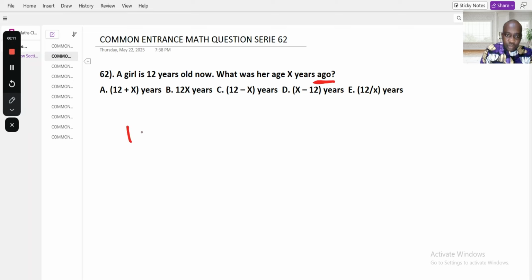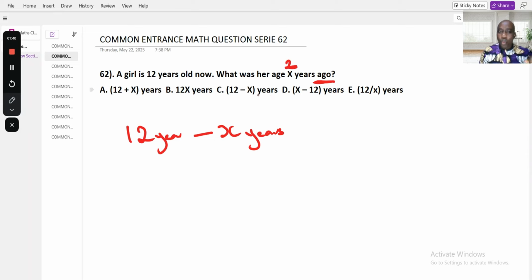We now say that 12 years minus x years ago, because let's use the assumption that the years ago they are talking about is x years ago. Let's assume that this x is 2. If it is 2, it means that 2 years ago, what is the girl's age? You just say 12 minus 2, which is going to give us 10 years.